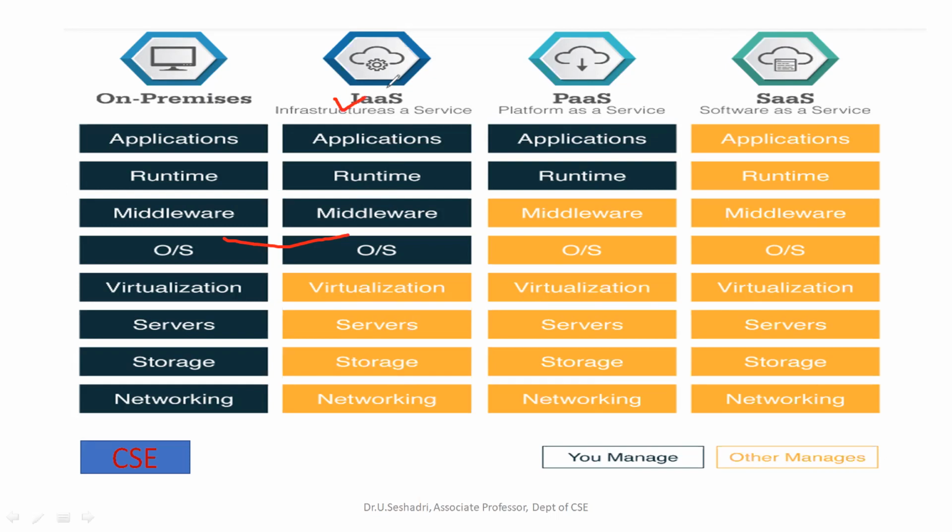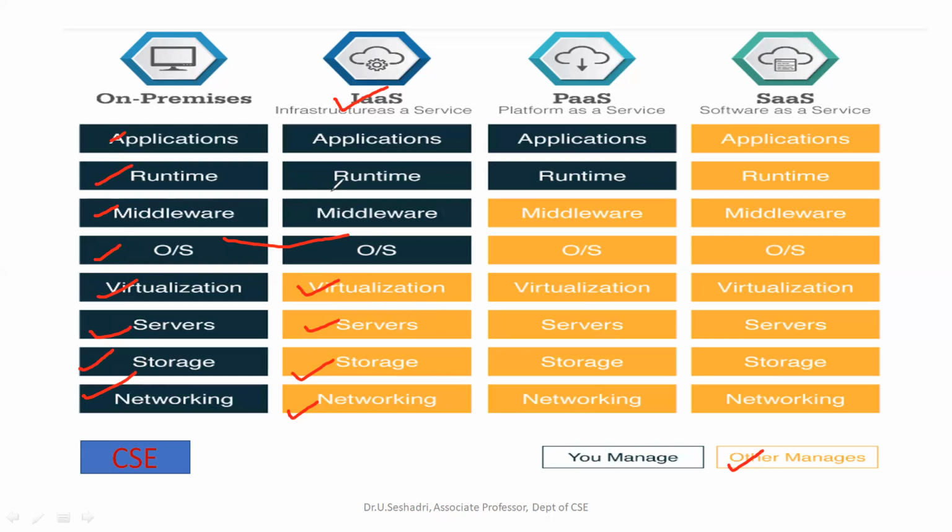In infrastructure as a service, networking, storage, servers, virtualization, you need not manage. The providers manage them. The others are managed means the providers manage them, so this color represents what is managed by others. If you are using on-premises, you have to manage everything: networking, storage, servers, virtualization, operating system, middleware, runtime, and the application. You have to manage them in on-premises.